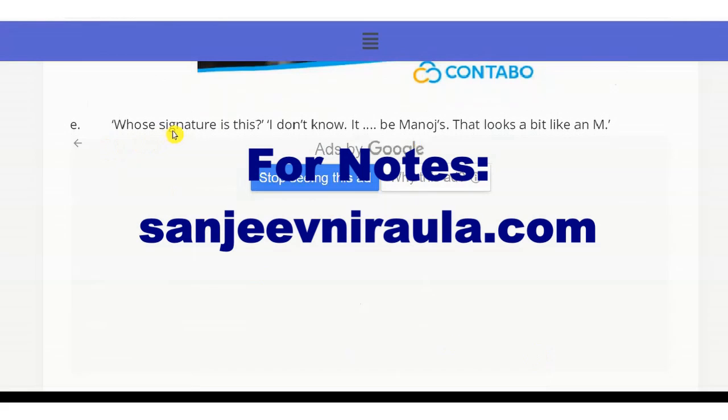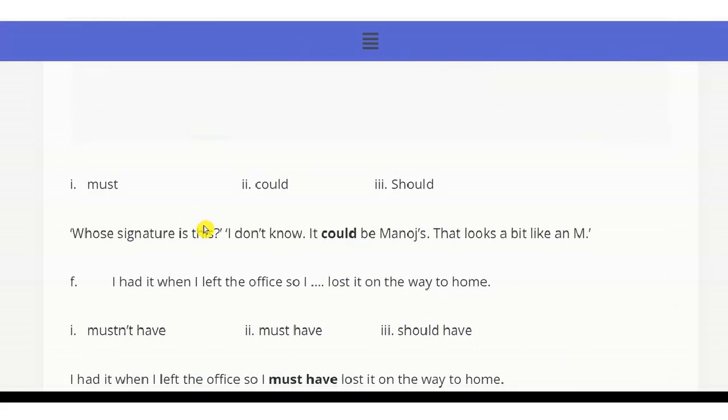Question number E. Whose signature is this? I don't know. It did not be of Manoj. That looks a bit like an M. The person answering says I don't know, so he is not 100% sure. He is speaking with probability, so among must, could, should, could fits. Whose signature is this? I don't know. It could be of Manoj. That looks a bit like an M.